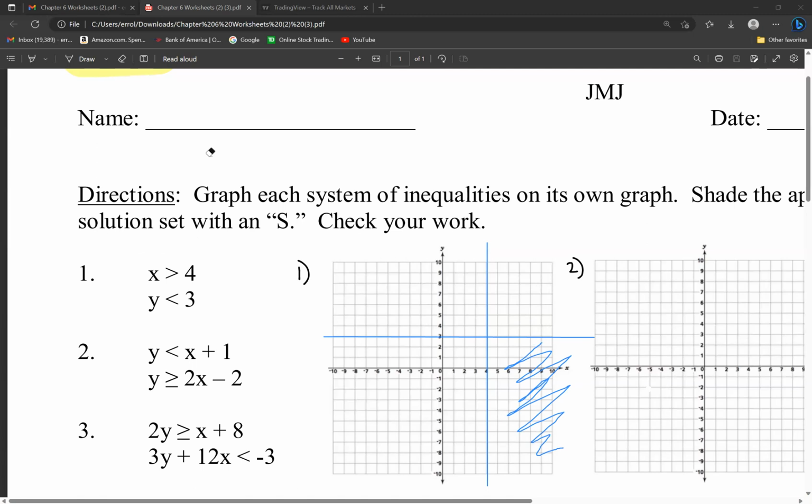Okay, so number 2, let's draw both of them. The first one, y less than x plus 1. Let's graph that one. Where's the first dot on that one? 0, 1. Yeah, 0, 1. Where's the second dot?